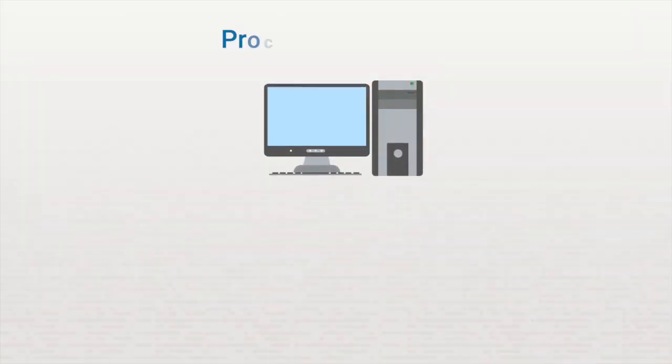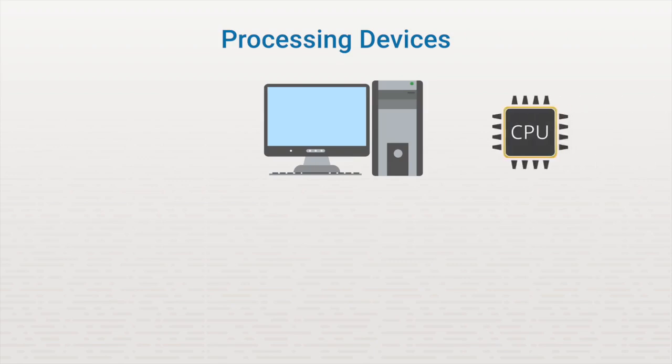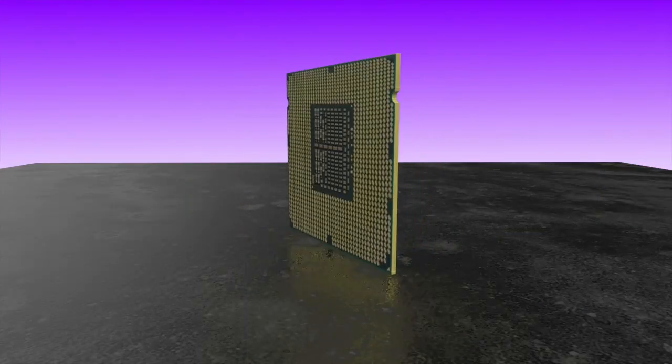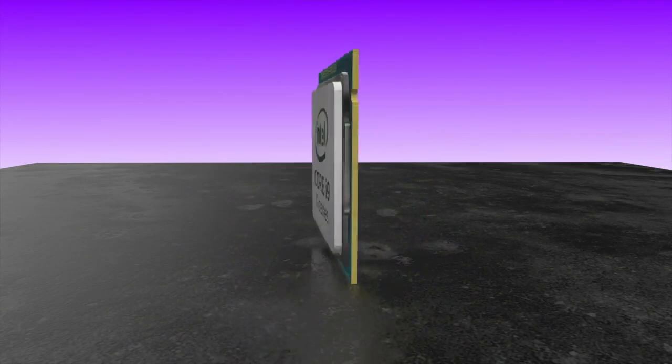Now, signals generated by input devices need to be analyzed. This is done by using a processing device. A processing device is any hardware component that can analyze and interpret input information. The most common processing device is the Central Processing Unit, or CPU. The CPU is like the brains of the computer. It processes data according to a set of instructions or software.